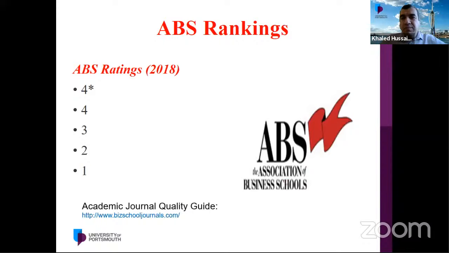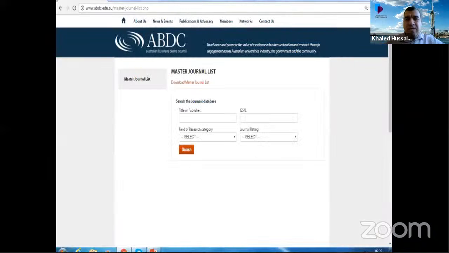So we consider, based on this ranking, 4 and 3 are high ranked journals, 2 and 1 are low ranked journals. So if the journal does not exist in this list, it's not of high quality. If it exists and is 3 or 4, it is high quality; 2 and 1 is low quality.